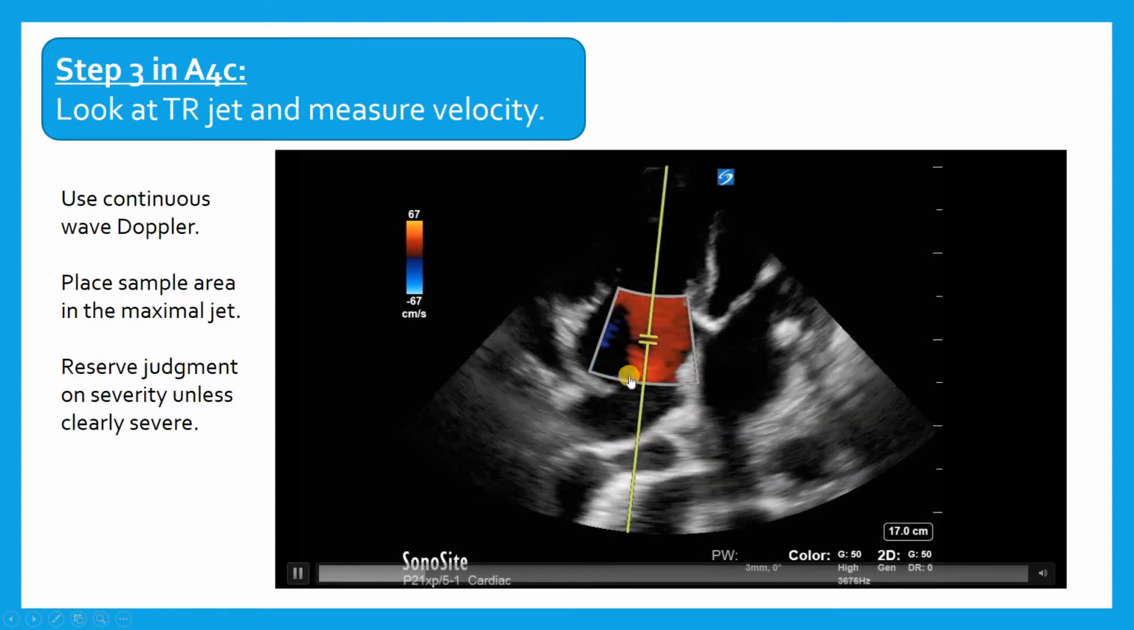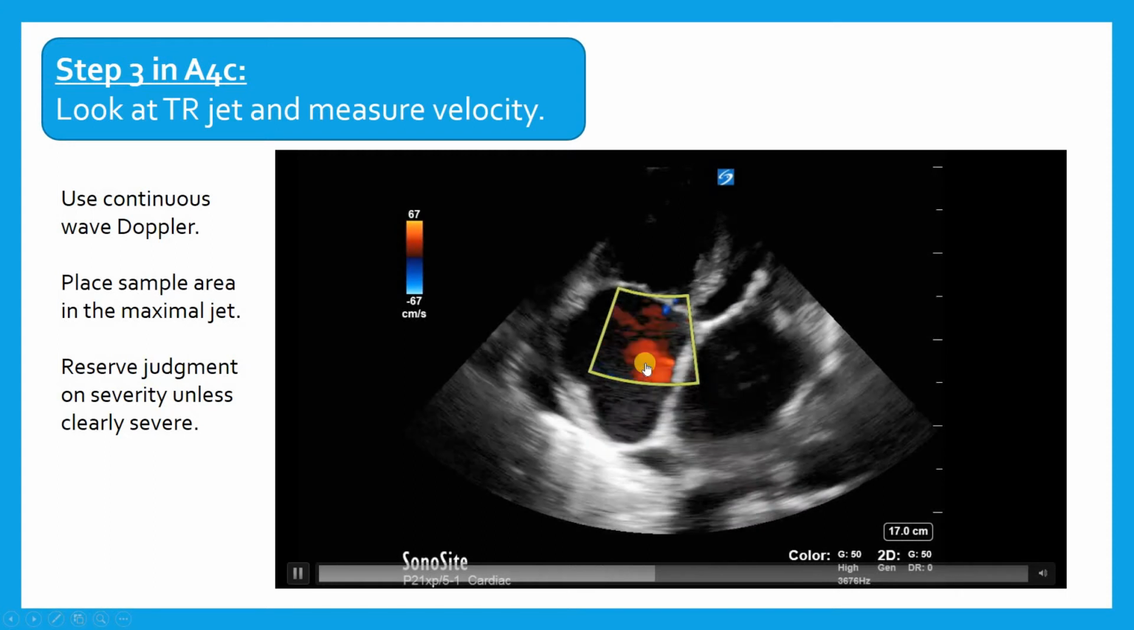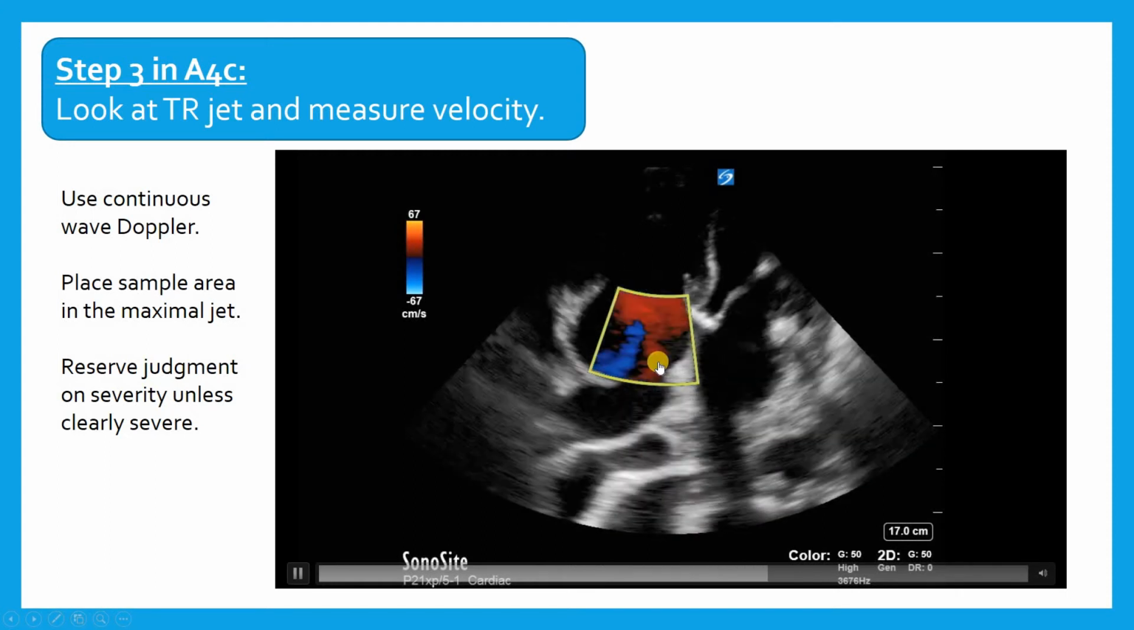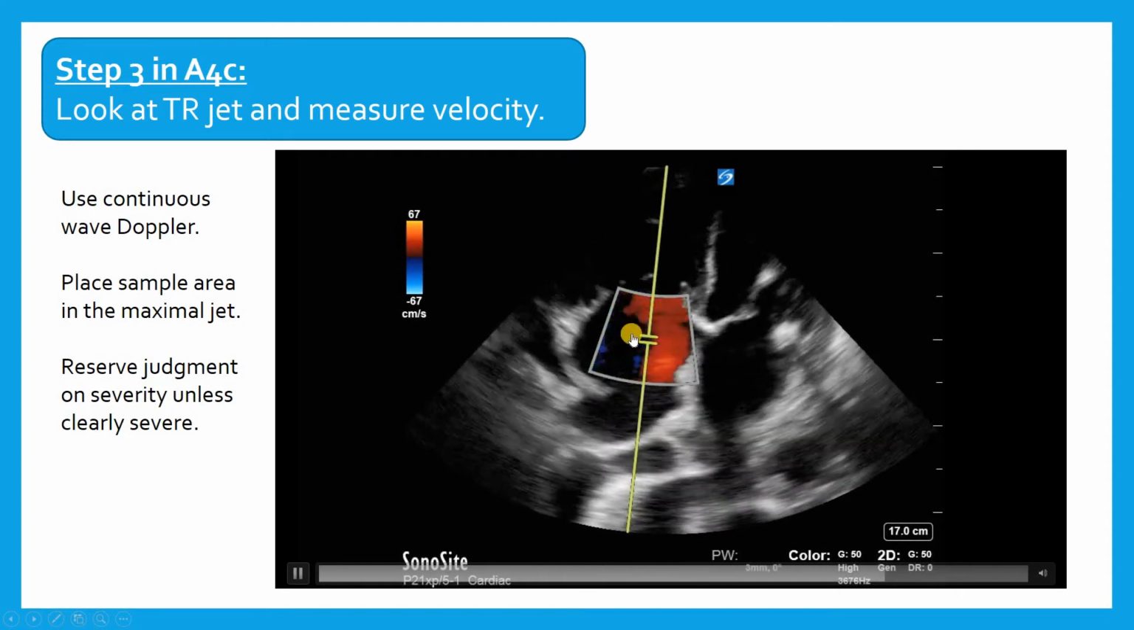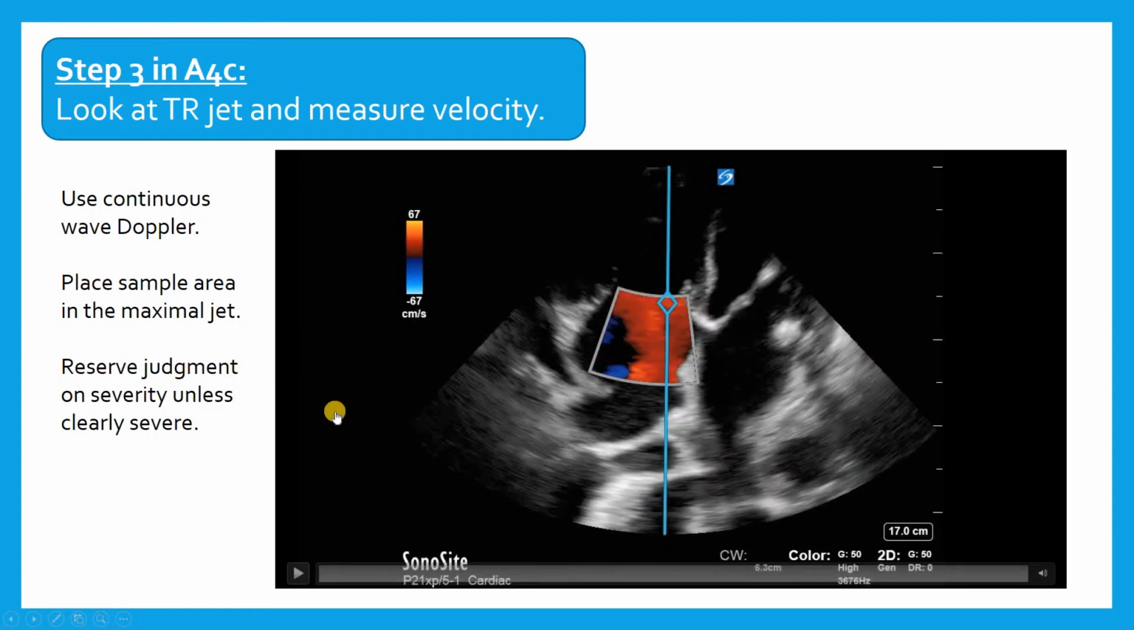You can see the jet is occupying probably at least a half of the right atrium, if not up to 2/3. Hard to say. Probably a mild to moderate jet here. But I wouldn't say this is non-severe until I've looked at multiple different angles and said, okay, I don't find severe TR in any other view.